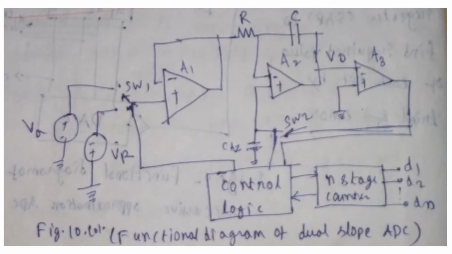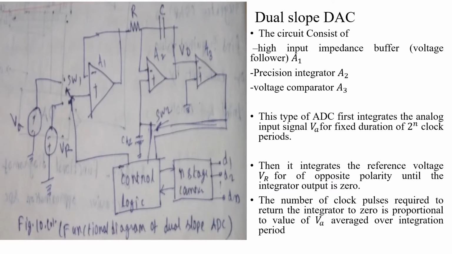As I have mentioned, it consists of three op amps A1, A2, A3. A1 is a high input impedance buffer, or we can say a voltage follower. A2 op amp is a precision integrator. A3 is a voltage comparator.